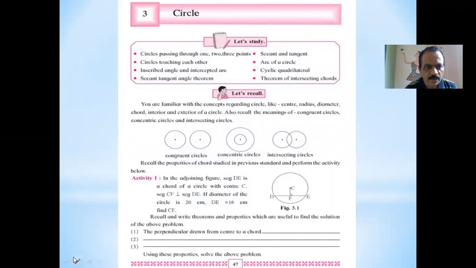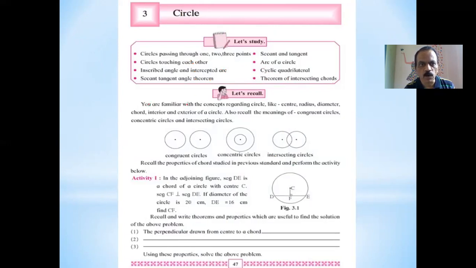Here the circles are touching circles. These are the touching circles. The next point is the arc of a circle. Then the next is the inscribed angle and intercepted arc. Next is the cyclic quadrilateral. This is one of the concepts we have to study in this chapter. Then the secant-tangent angle theorem. Then the last point is the theorem of intersecting chords.